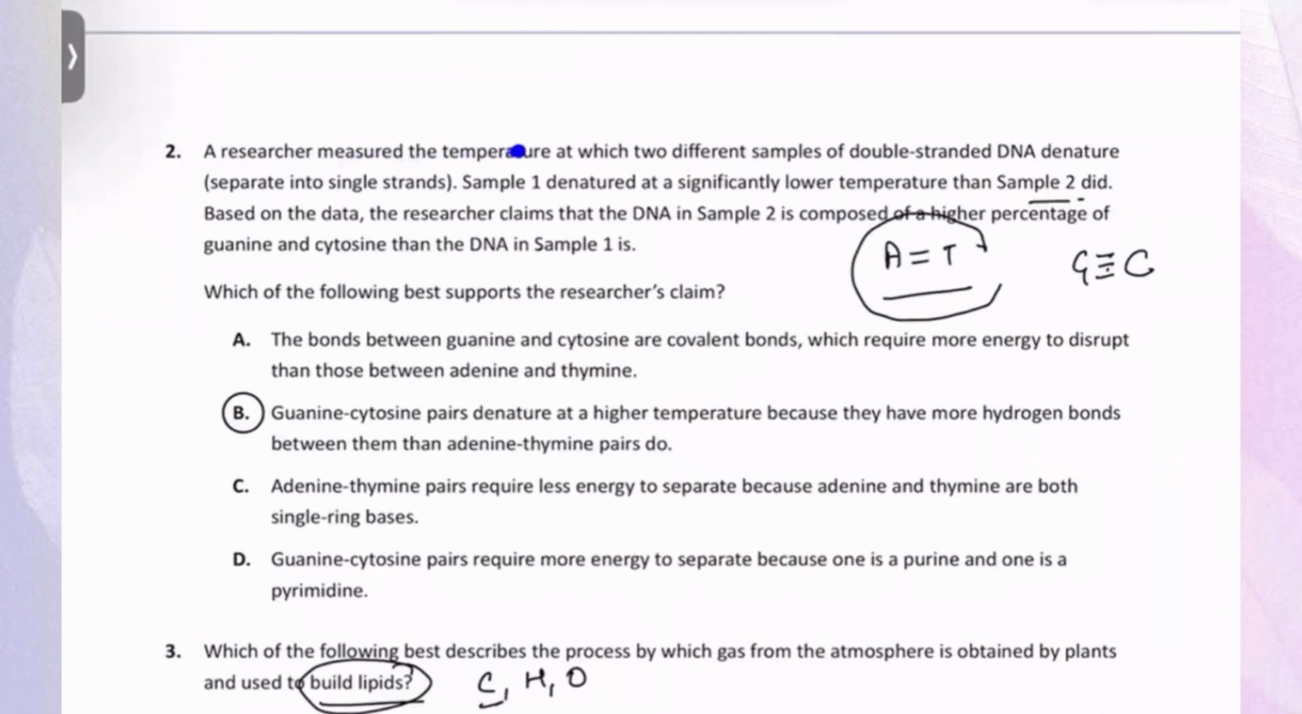A researcher measured the temperature at which 2 different samples of double-stranded DNA denatured. Sample 1 denatured at a significantly lower temperature than sample 2 did. Based on the data, the researcher claims that the DNA in sample 2 is composed of a higher percentage of guanine and cytosine than the DNA in sample 1 is. So which of the following best supports the researcher's claim?